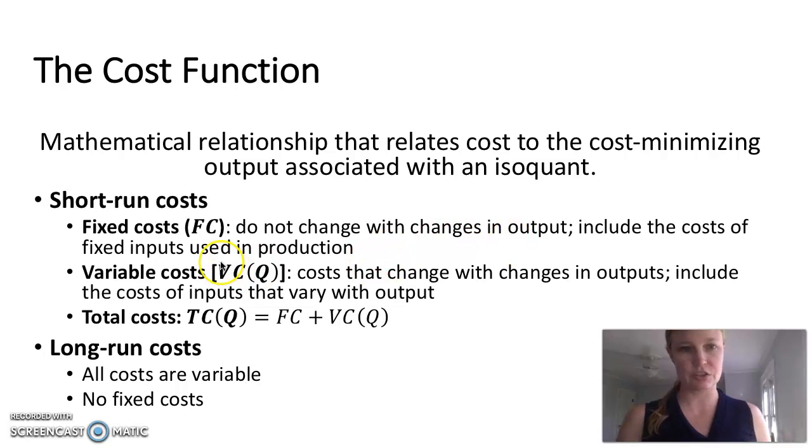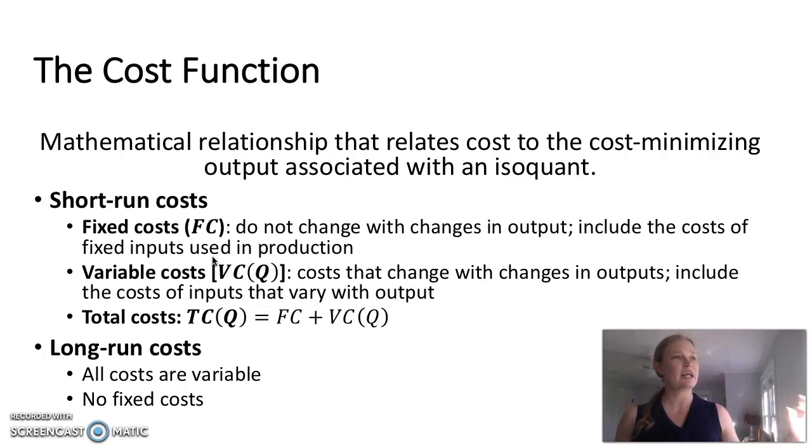So let me just introduce, we've got fixed costs and variable costs. Fixed costs do not change with changes in output, and that includes the cost of fixed inputs used in production. So it's like rent. If I was to rent a storefront for a restaurant or something, I have to pay the same amount of rent no matter how many outputs I produce. Variable costs change with outputs.